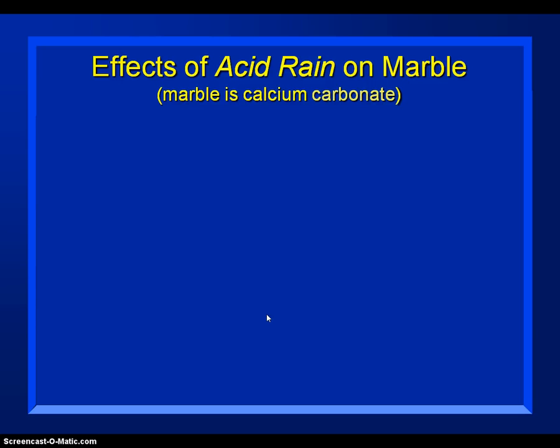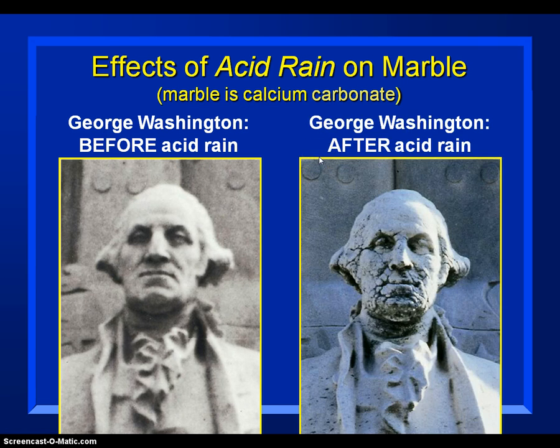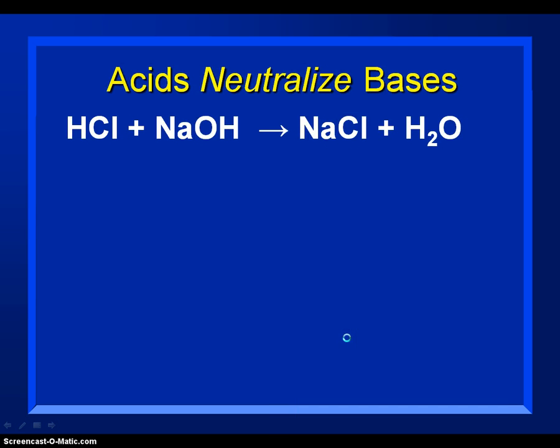Now, because acids can react with carbonates, we see effects of acid rain on marble statues and structures over time. So marble is made up of calcium carbonate, and rain can be slightly acidic. And so over time, you can see, this is an aged photograph of a statue of George Washington. So you can see that the acid rain is eating away at the marble.